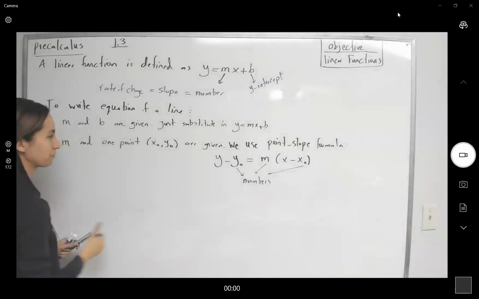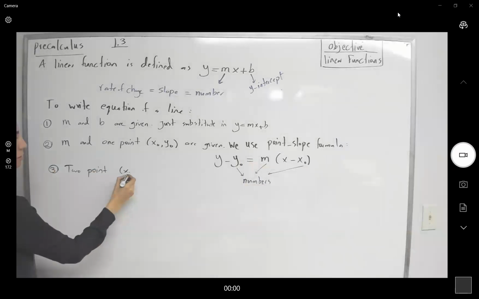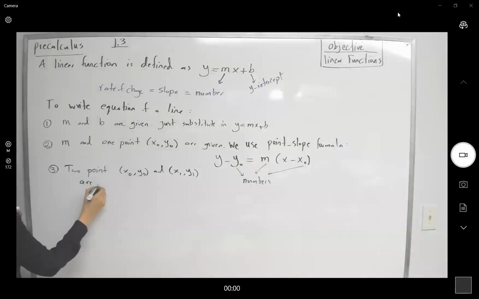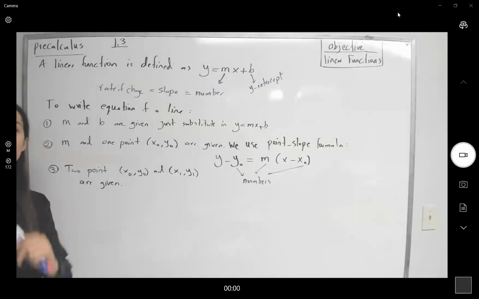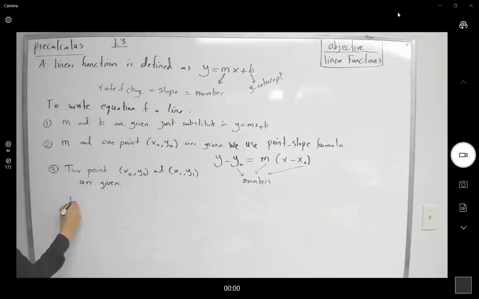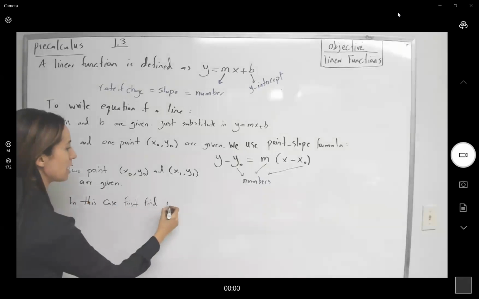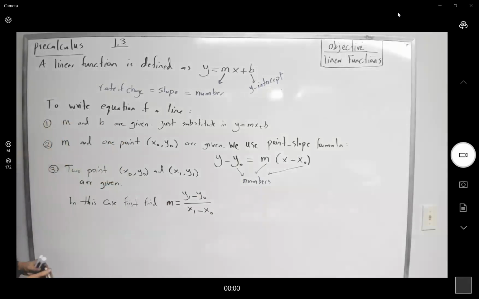The third scenario: two points like x sub 0, y sub 0 and x sub 1, y sub 1 are given. You don't have any slope, nothing like that. What you need to do is find the slope first. In this case, first find m, which is y1 minus y0 over x1 minus x sub 0. Then use either 1 or 2.